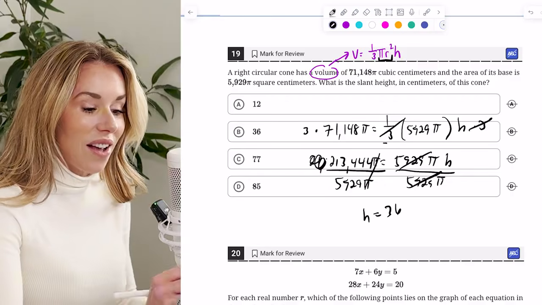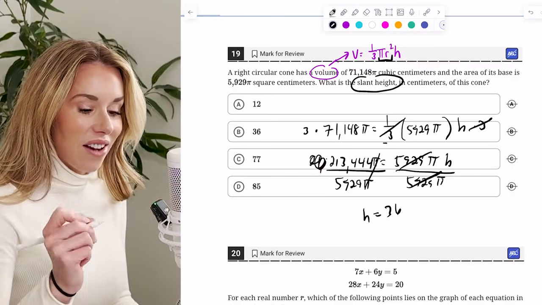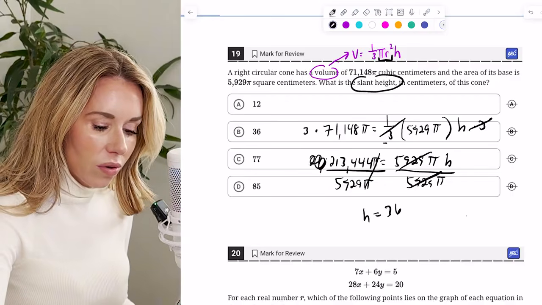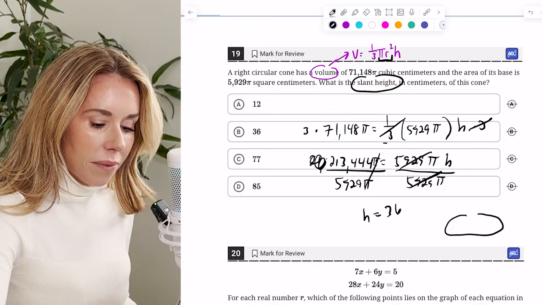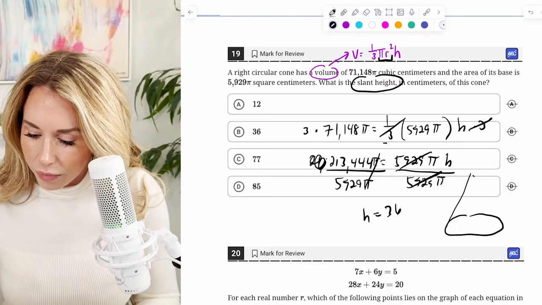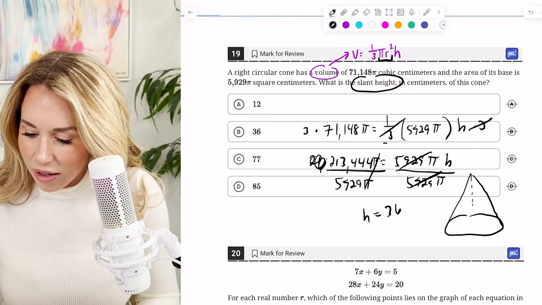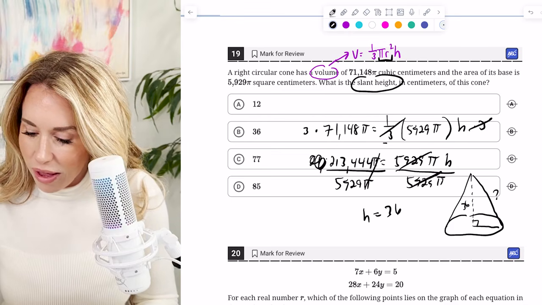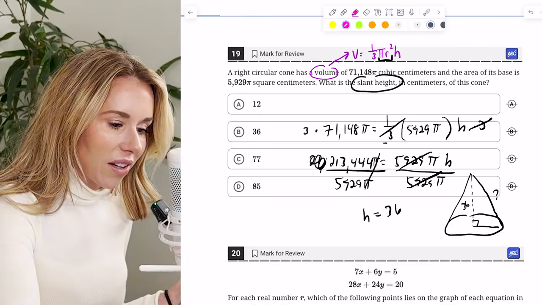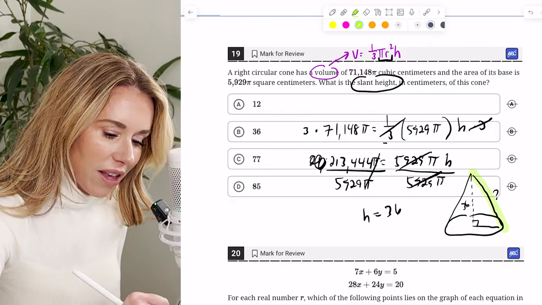Okay, but we're not done. They want the slant height, not the height. So with a cone, this is what is going on. We got the height of 36. It makes a right angle. They want this. This is the slant height. Here, let me highlight that for you guys. We want this.